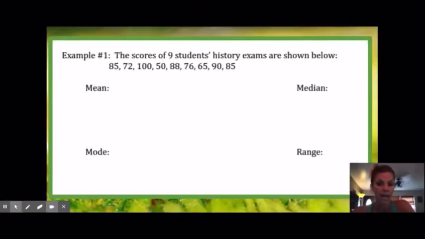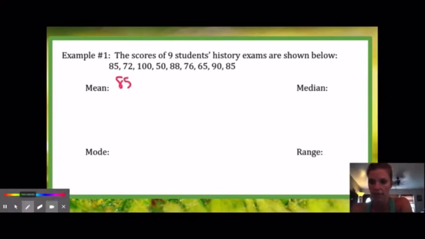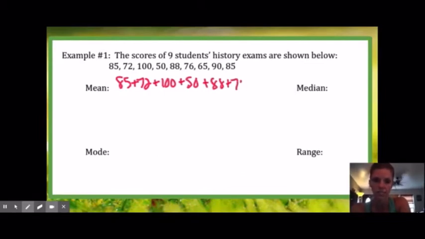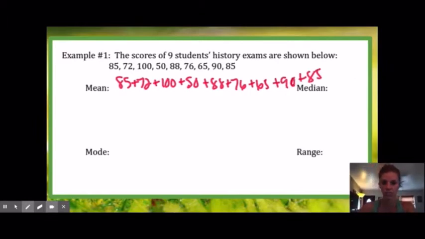This says the scores of 9 students are shown below. To find the mean, what you're going to want to do is add them all up. I'm going to write this one and only this one out. So you're going to do 85 plus 72 plus 100 plus 50 plus 88 plus 76 plus 65 plus 90 plus 85. So let's actually do that in the calculator.